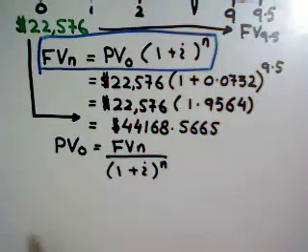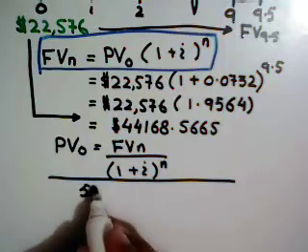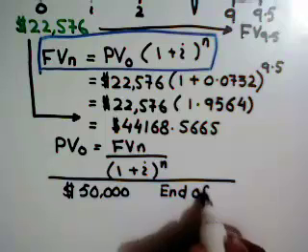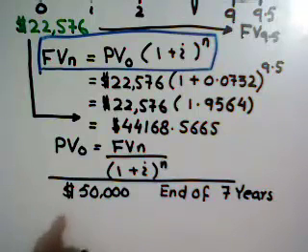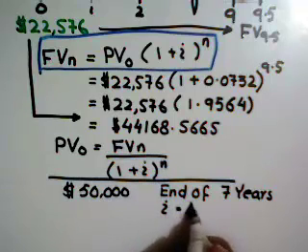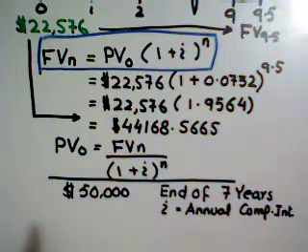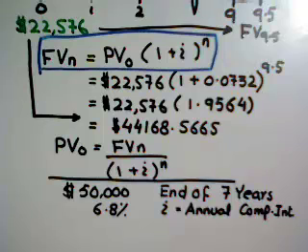Let's take an example of this. For example, I want to have $50,000 at the end of say 7 years, and my local bank pays an annual compound interest, small i represents annual compound interest, of say 6.8%, and I want to know how much money I should deposit today in my bank account so that I can have $50,000 at the end of 7 years.